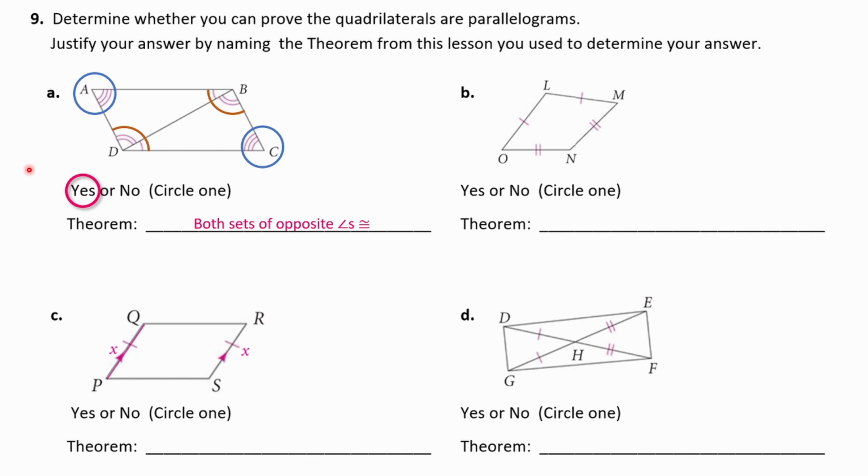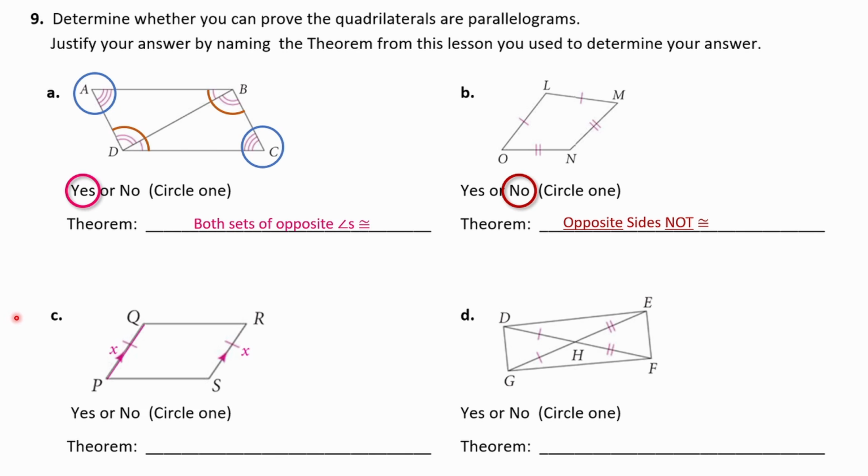In part B, you might be tempted to say yes, but in this case, we don't have that opposite sides are congruent. We have adjacent sides that are congruent, or consecutive sides. So we would need these to be in a different arrangement. So we do not have enough information to say that we do in fact have a parallelogram.